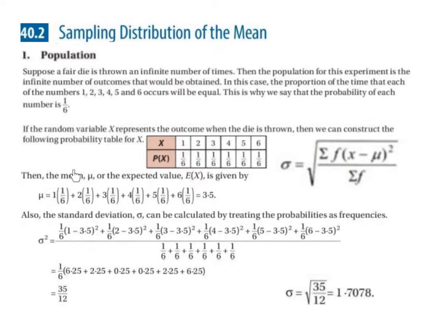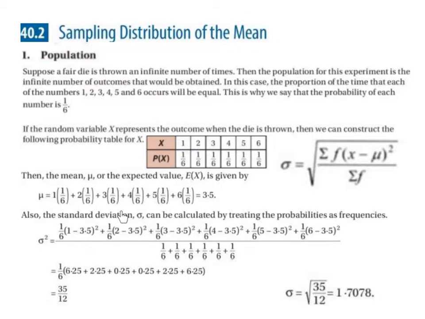Then the mean, or the expected value, is given by 1 times a sixth, plus 2 times a sixth, plus 3 times a sixth, plus 4 times a sixth, plus 5 times a sixth, plus 6 times a sixth, which is 3.5. So multiply each of these and add them on. So our expected value, or mean, is 3.5.